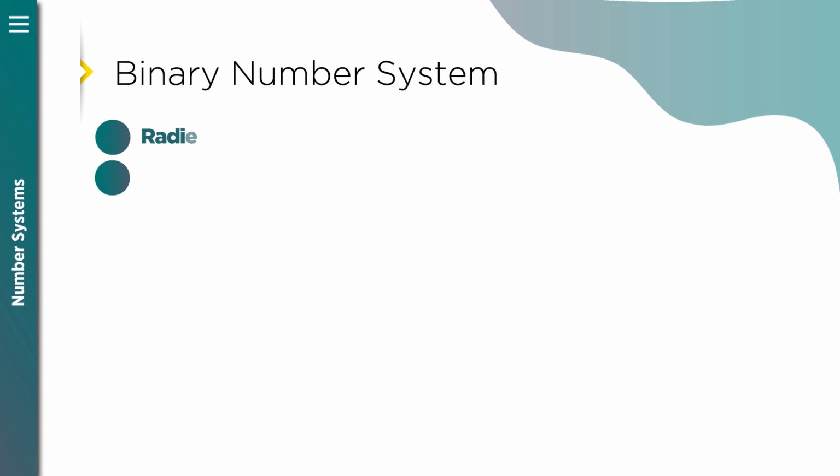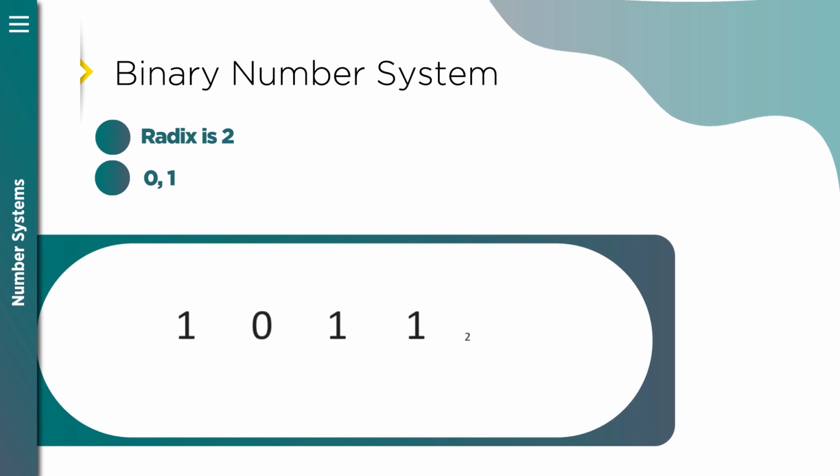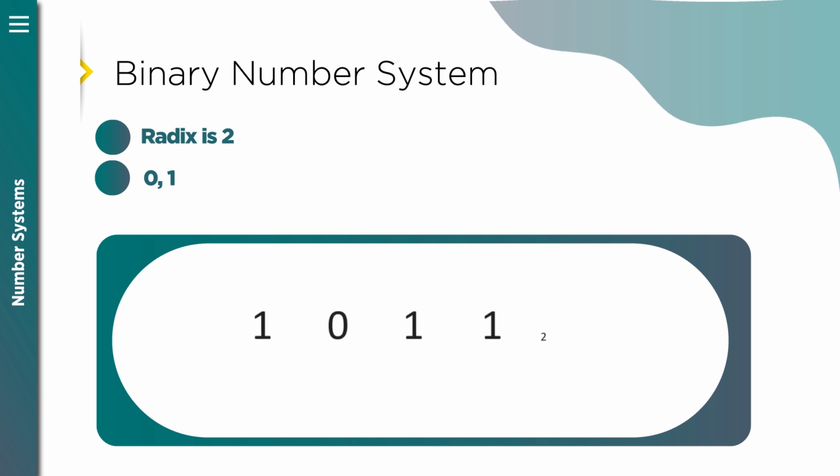Let's start with the binary number system. The binary number system radix is 2. Binary digits can only be 0 or 1. Let's take a look at this binary number. I also identified that this number has base 2. As an exercise, let's convert this binary number into decimal format, which we are all used to.